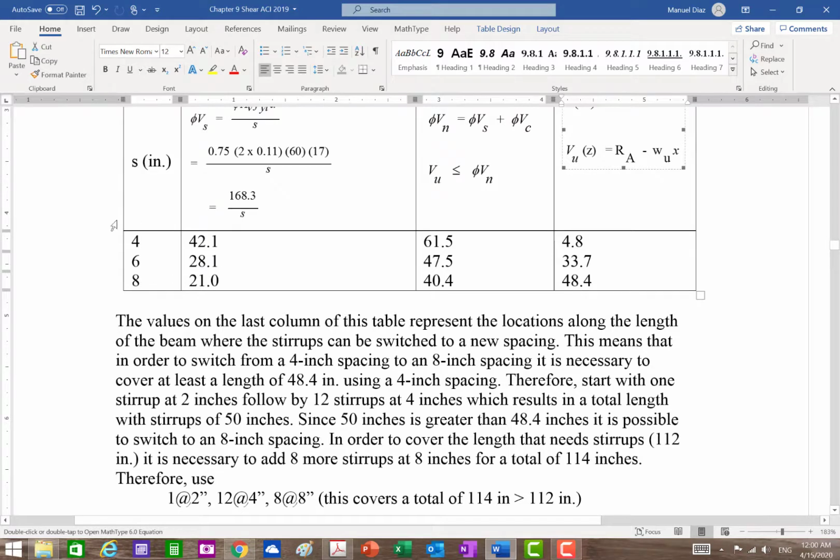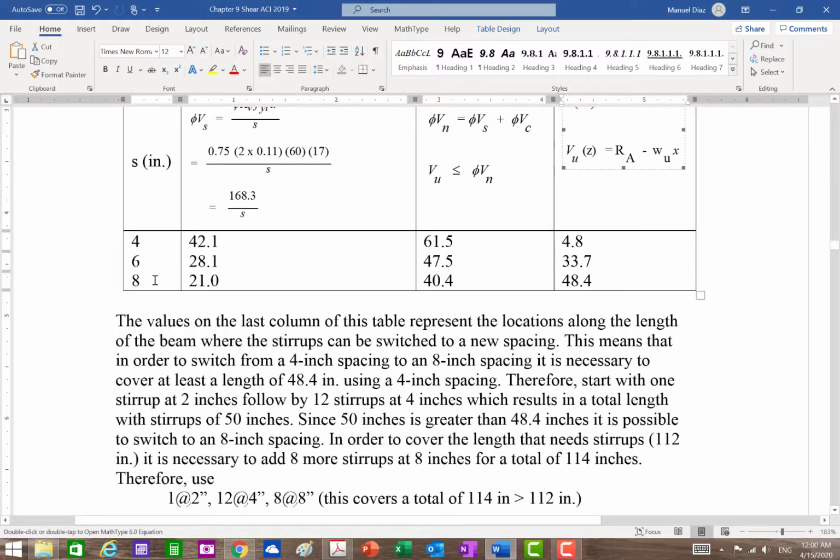Well, I need enough stirrups at 4 so that I will cover at least this distance. So 12 stirrups at 4 will give me 48 inches, plus the 2 inches of the first one, 1 and 2, will give me 50 inches. So that means I already went past this number. I can switch now to 8 inches.